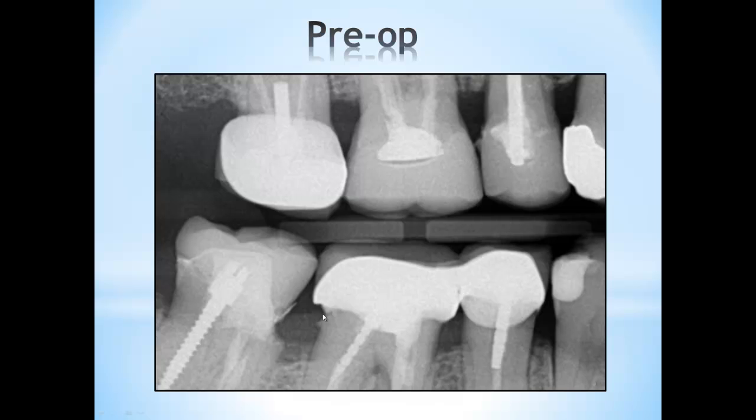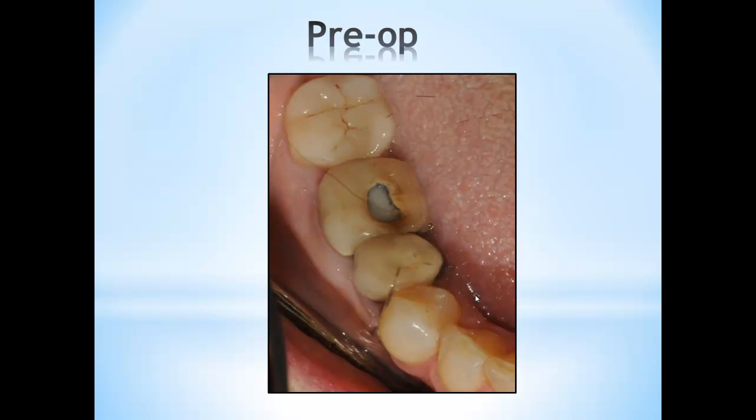We can see also there is a little opening, there is a cavity here, and a cavity also on the buccal side of number 29, and we had to change those crowns. So let's see this case clinically.